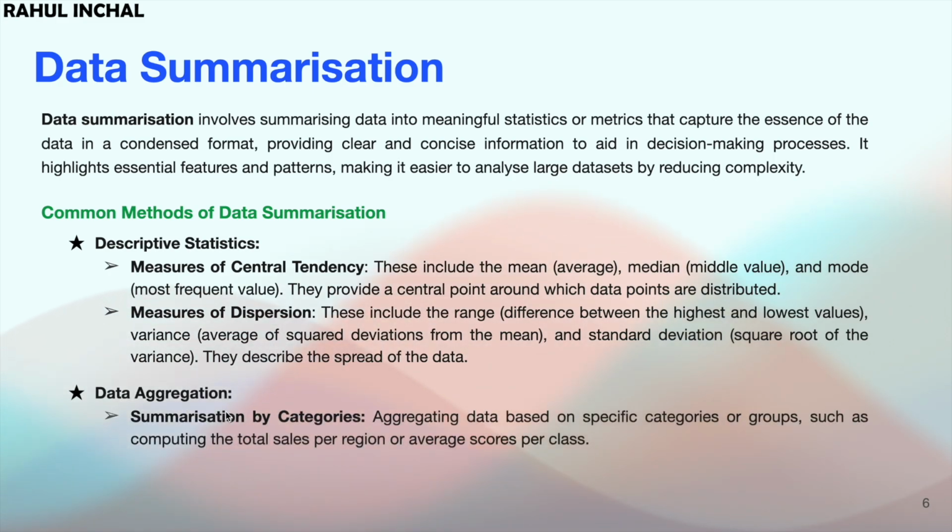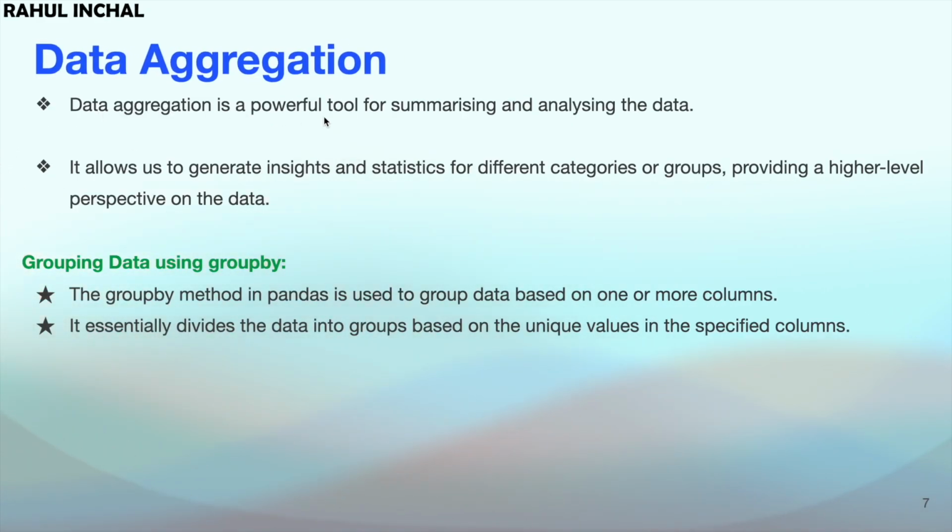Now data aggregation. Data aggregation is summarization by category, aggregating data based on specific categories or groups, such as computing the total sales per region or average scores per class. One of the most common methods used for data aggregation is the group by method. Again, we will see it in detail when I solve the data set in the coming lectures in the next chapter. Data aggregation is a powerful tool for summarizing and analyzing data. It allows us to generate insights and statistics, as we have seen.